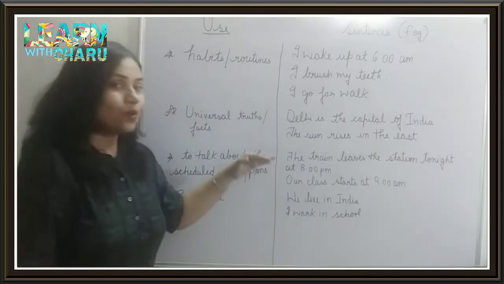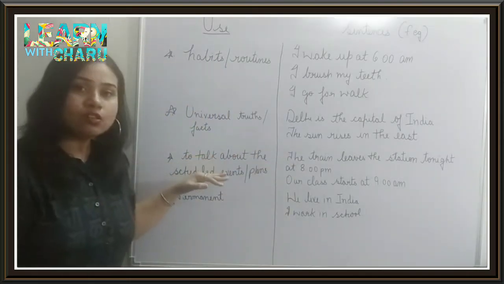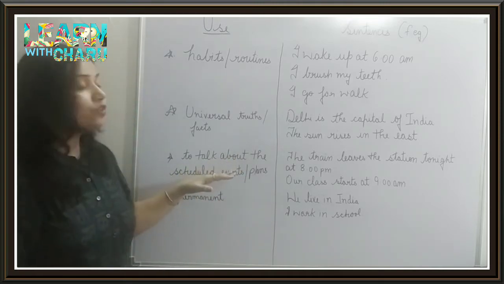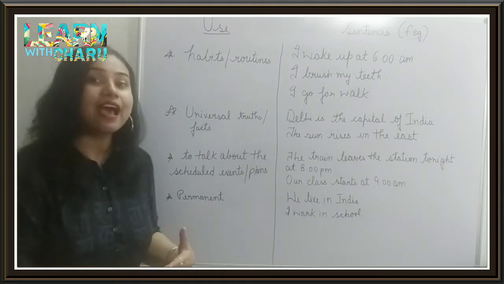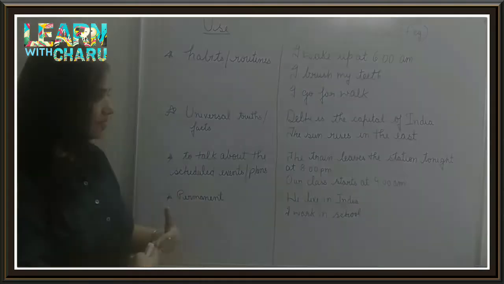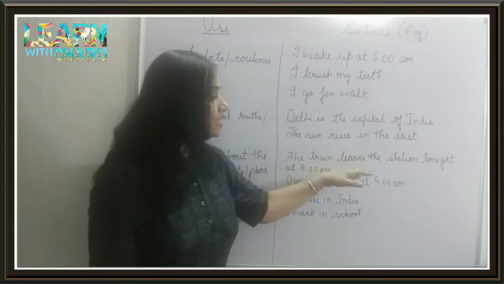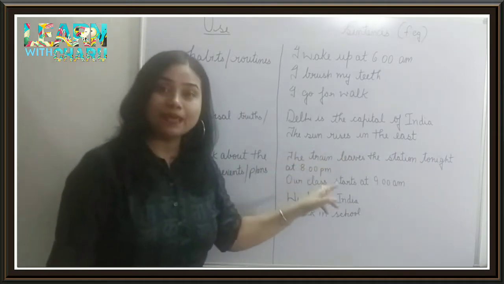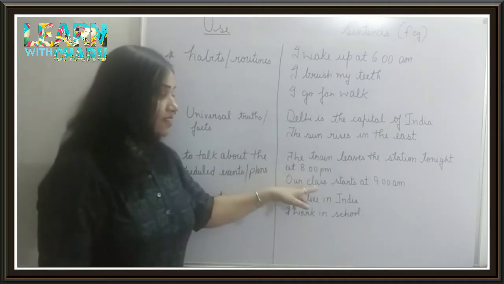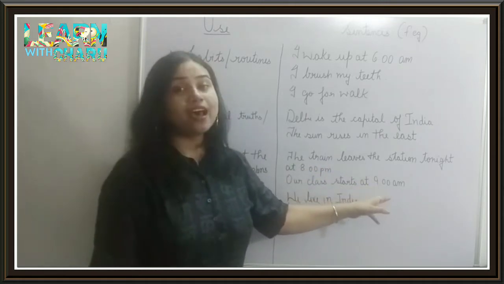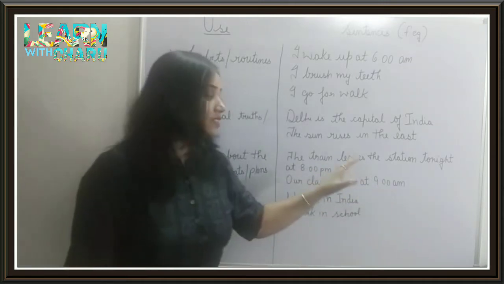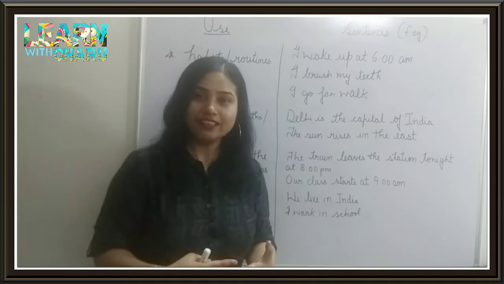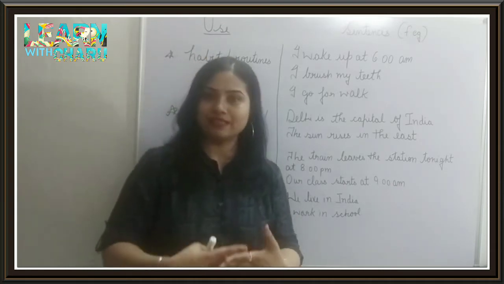So now third one, we can also use simple present tense to talk about the scheduled events and plans. For example, the train leaves the station tonight at 8 p.m. Our class starts at 9 a.m. Right? So here we are talking about our plannings, our schedule, right? So for this also we can use simple present tense.